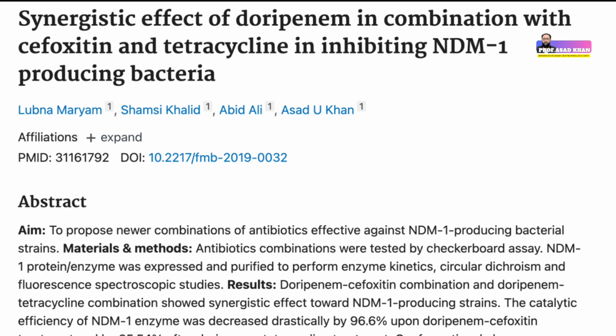But what we have shown through research and evidence is that if you use these two antibiotics in combination, even at a lower MIC level and lower concentration, it will work perfectly. For example, in one study in my lab we worked on doripenem and cefoxitin in combination, and in another study on doripenem and tetracycline. When we combine them, it works very well. The MIC goes down, which means resistance can be controlled through combination.